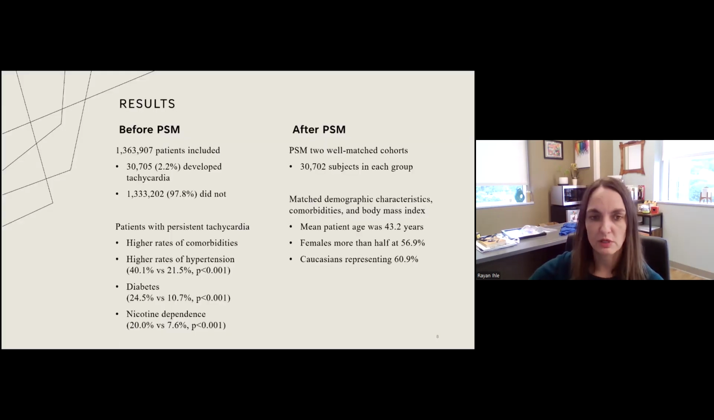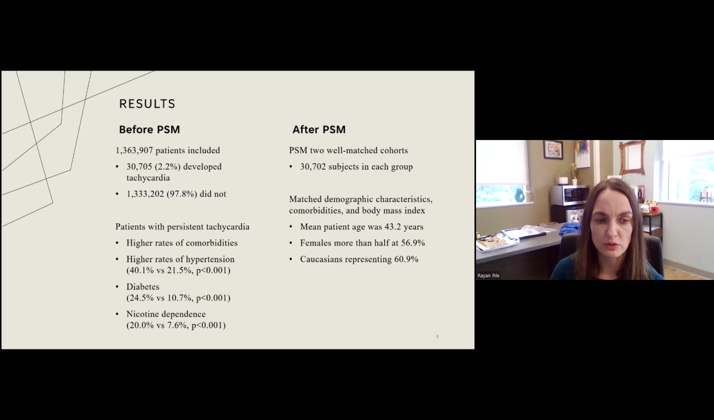We'll look at the results now. So before propensity match scoring, our cohort included almost 1.4 million patients. 2.2% of patients, so more than 30,000 patients, developed tachycardia. 97.8% did not. When comparing those two cohorts, patients that had persistent tachycardia had higher rates of comorbidities. And really, it was all of the comorbidities that you looked at across the board.